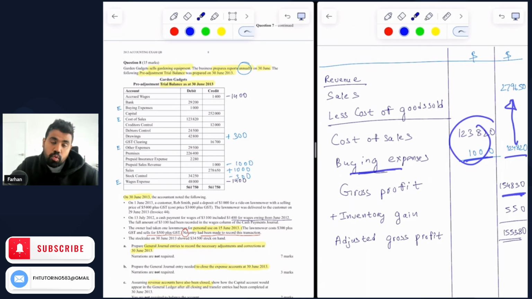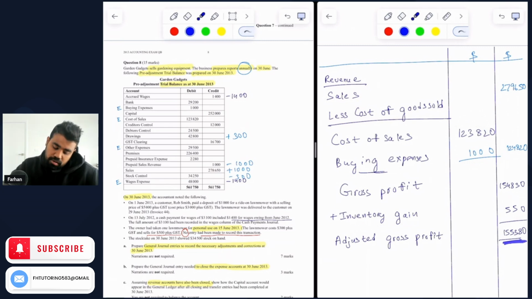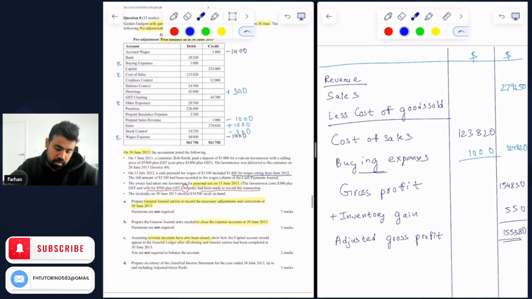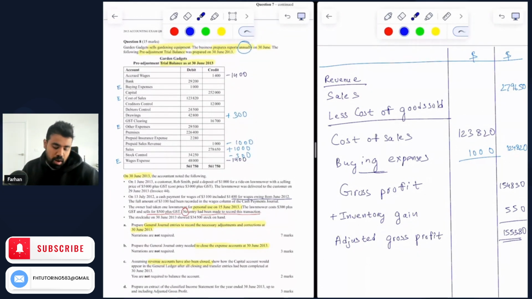$154,830. And then we are adding any other income or other gain or other revenue that the business has. In our case, we have inventory gain of $550, where you could also have profit on disposal of non-current asset. You could also have discount revenue, which is the income that you receive by paying less to your suppliers. Right, so once you add the inventory gain to the gross profit, you get the total of $155,380, which is the adjusted gross profit. So that's it. That's exactly how you get full marks in exam.